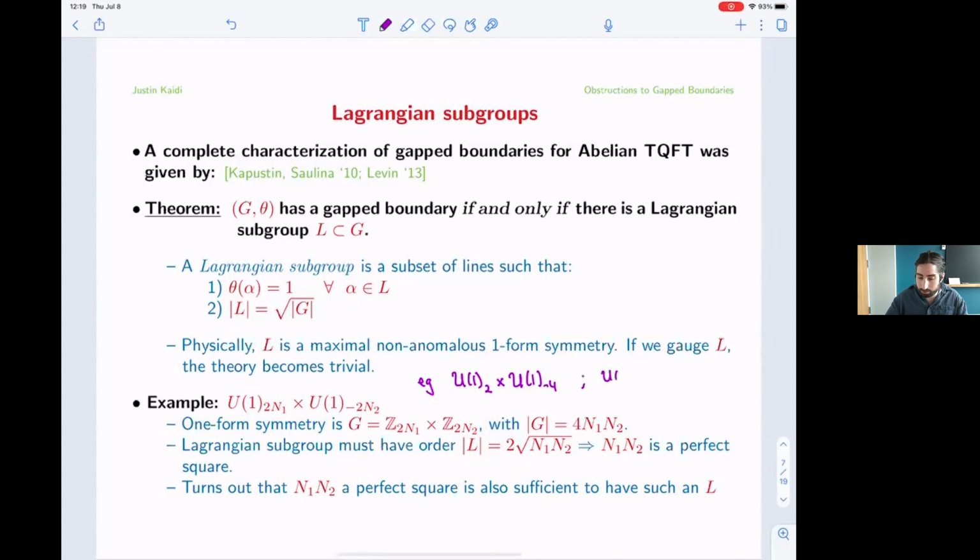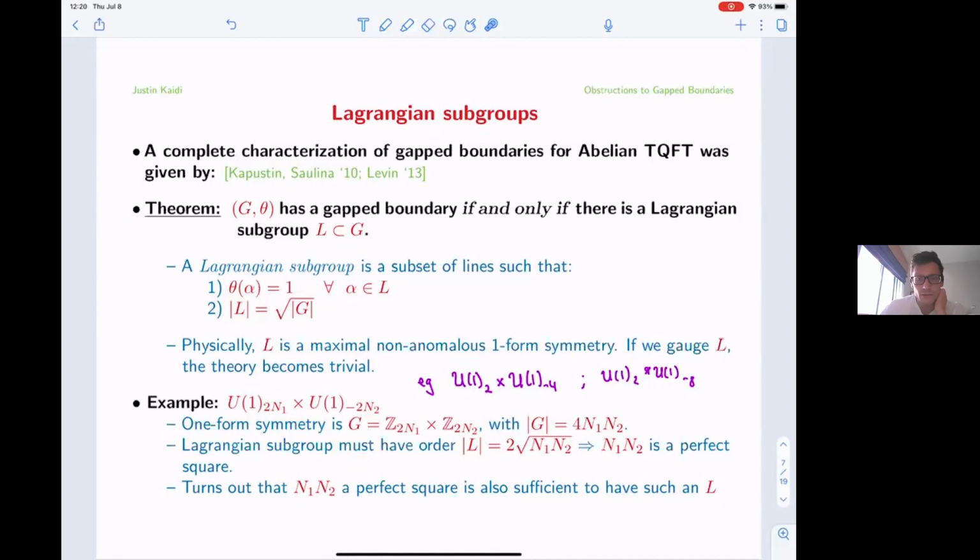But on the other hand, if you look at U1 level 2 times U1 level minus 8, in this case, n1 times n2 is 4. So it is a perfect square. And then you can actually try to construct the Lagrangian subgroup, and it turns out you can. So this theory will, at the end of the day, prove to have a gapped boundary.